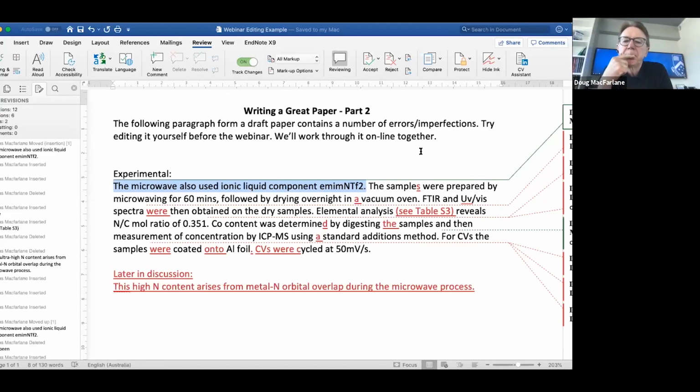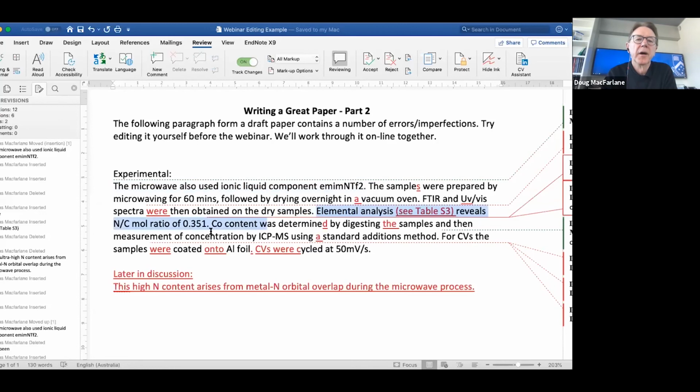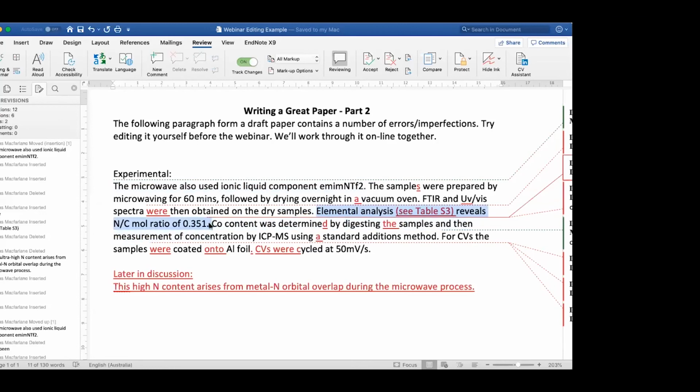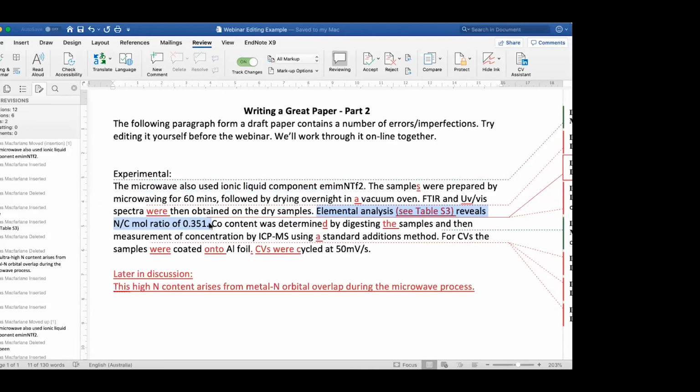Oh, all right. In terms of tense, should it say elemental analysis revealed the molar ratio, but it's written as reveals? Oh, very well done. Yeah, I missed that. Yes. And there's one more comment by Carrie. Also, there should be... hang on. Let's take them one at a time. All right. Yeah, this is a good one. Right.